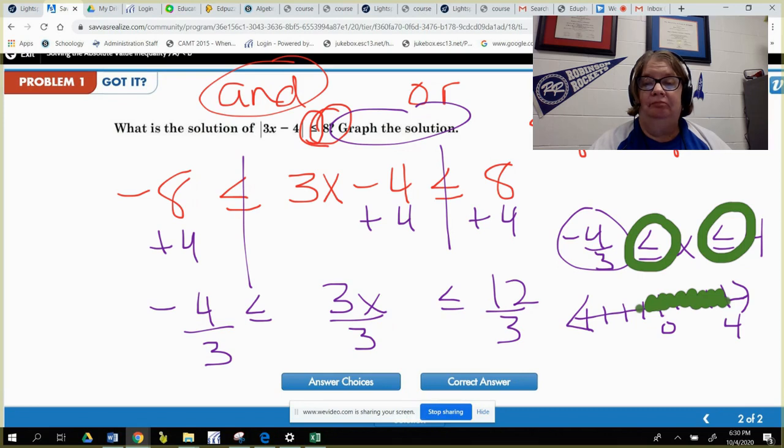Right? Closed in circles if there's a line underneath, open circles if there's not. When it's an and problem, you shade between. If it's an or problem, you shade apart.